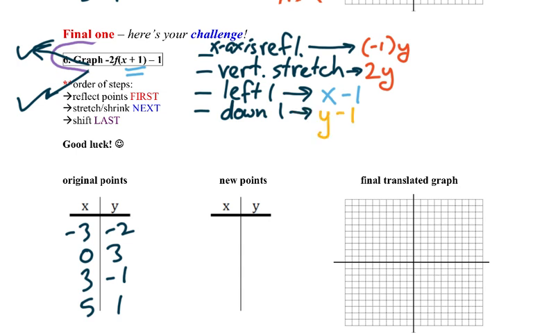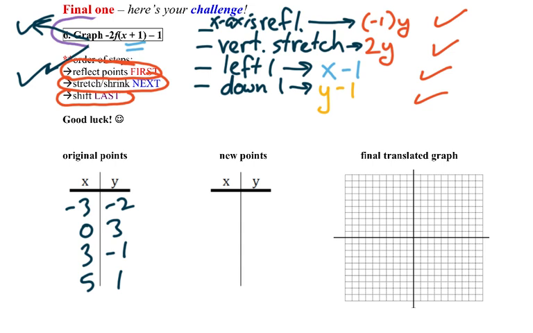Now, the order in which I wrote it here is really important. We always want to reflect first, and then stretch and shrink. And the last step is to shift it up, down, left, right. Always go in that order. Otherwise, if you reverse it, you will get a completely different graph. So we're going to do the x-axis reflection first, the vertical stretch next, and then we'll go left and we'll go down. Can we do 3 and 4 interchangeably? Yes, you can do that in either order because that's considered your last step of shifting. So you can go 1, 2, 4, 3, or 1, 2, 3, 4.